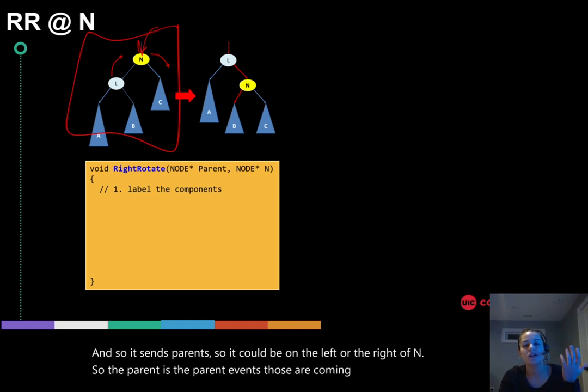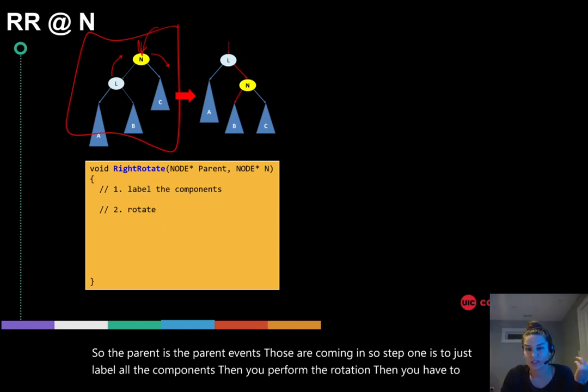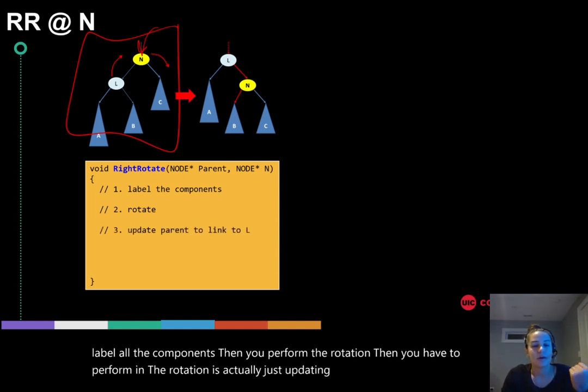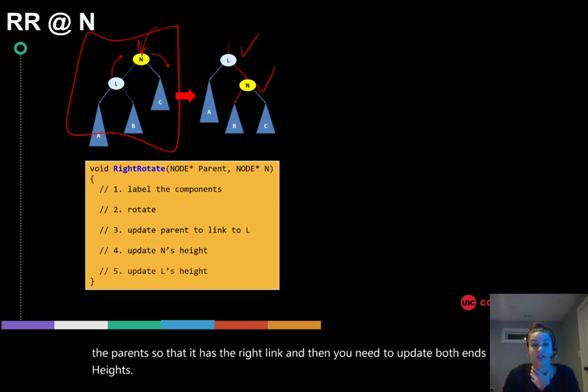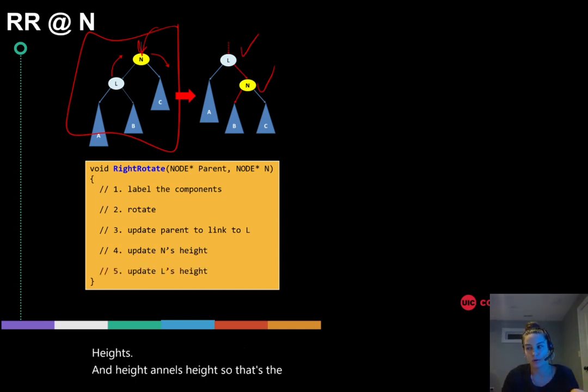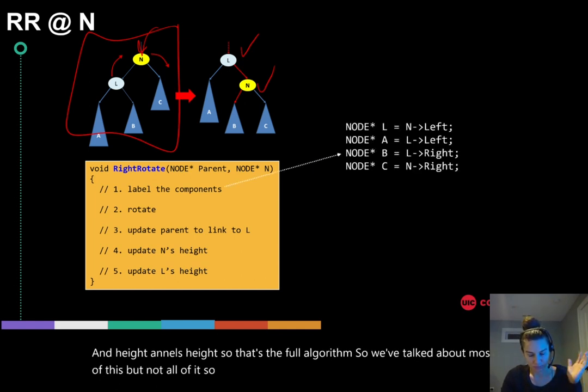So step 1 is to just label all the components. Then you perform the rotation, and performing the rotation is actually just updating 2 pointers. Then you update the parent so that it has the right link, and then you need to update both N's height and L's height. So that's the full algorithm. So we've talked about most of this, but not all of it. So let's look at it in more detail.